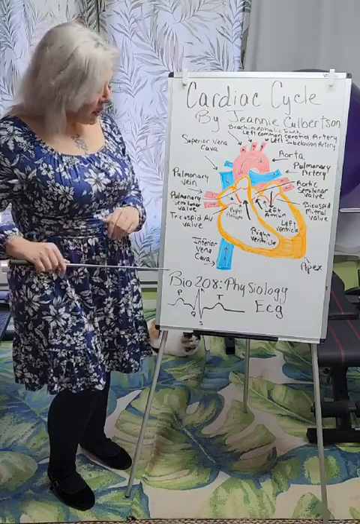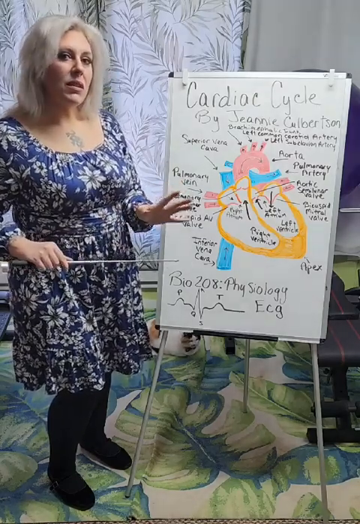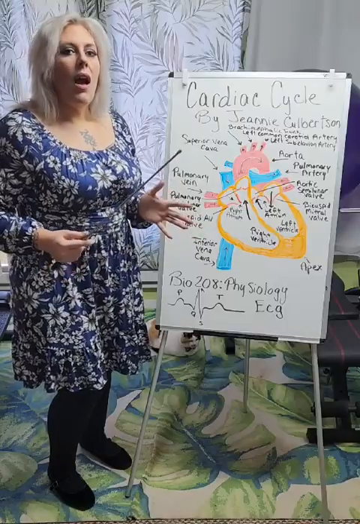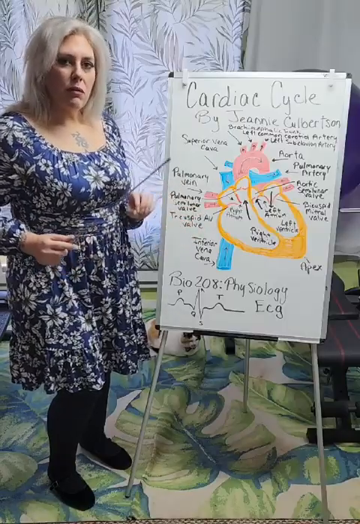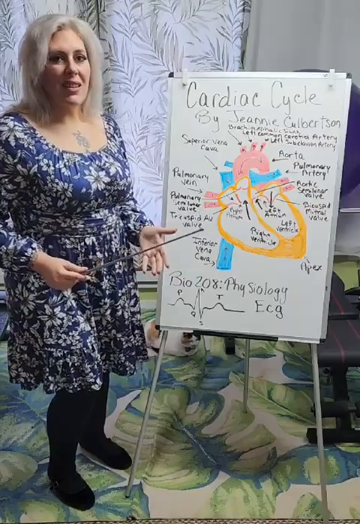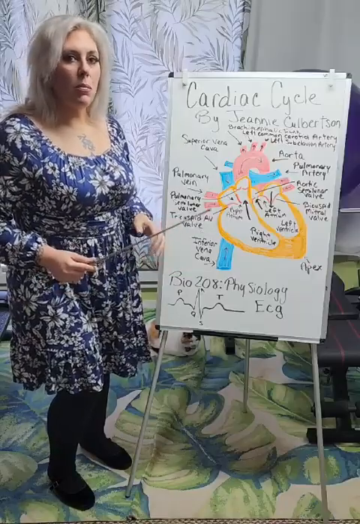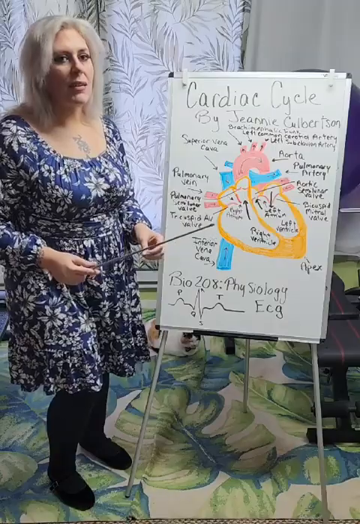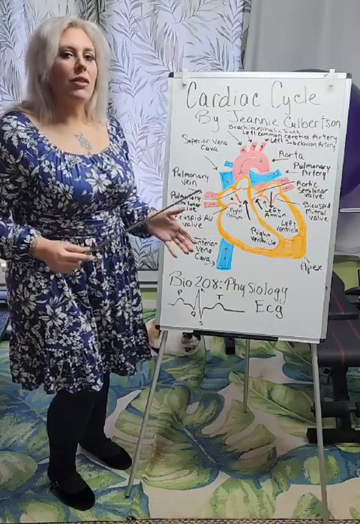This is triggered by the P wave on the ECG, which represents atrial depolarization. When the atria contract, they push the remaining blood into the ventricles. This is sometimes called the atrial kick, and it helps maximize how much blood fills the ventricles before they contract. Now we move into ventricular systole.